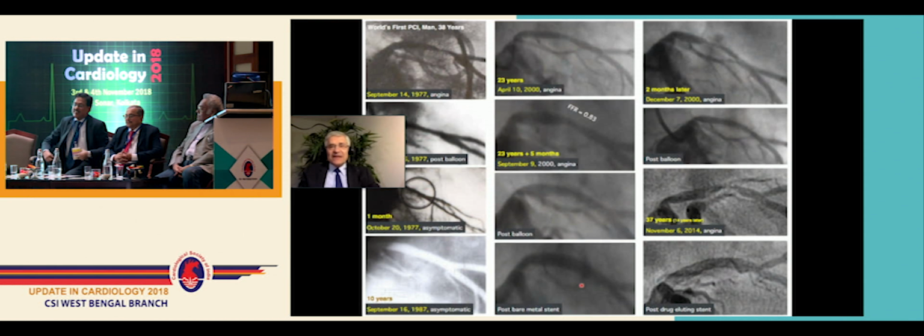Now he went home and apparently was fine for about 6 weeks when he called me again and told me that now he had symptoms even worse than ever. And of course, I knew what had happened, bare metal stent restenosis. So 2 weeks later, he came back, and as you can see here, he had a severe in-stent restenosis after bare metal stent. This was December 7, 2000. So I just balloon dilated this, and it was good for another 14 years.